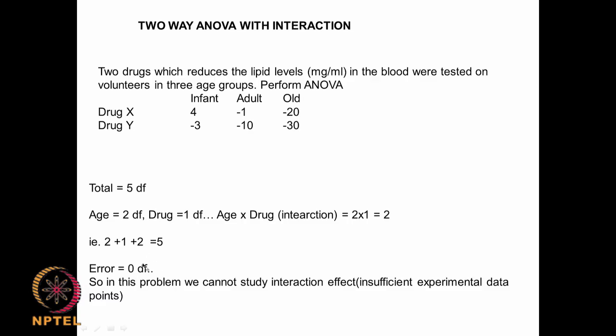So, what does that mean? Okay? It means we have insufficient experimental data points. That means the degrees of freedom is 0. So, we need to have more data points. That means we should have done a replication of all these. Okay? So, if we had a set of replicates, then obviously we will have more degrees of freedom for error.